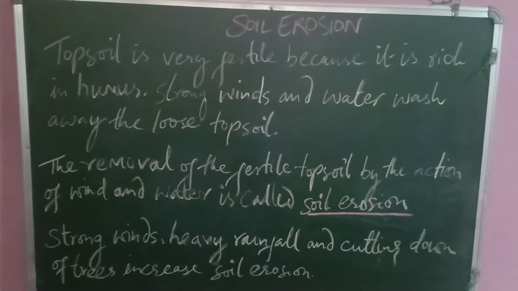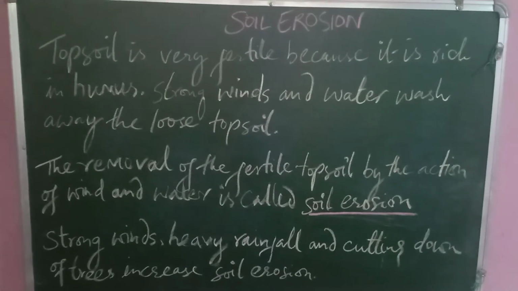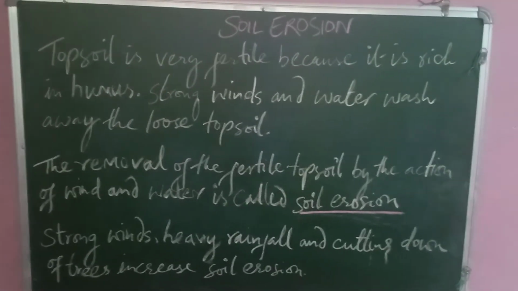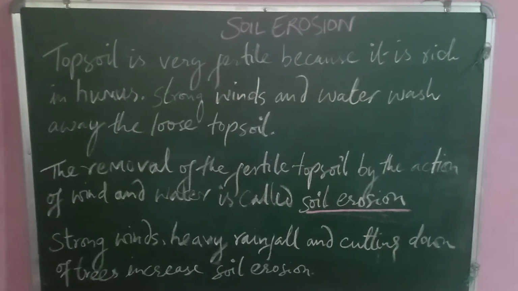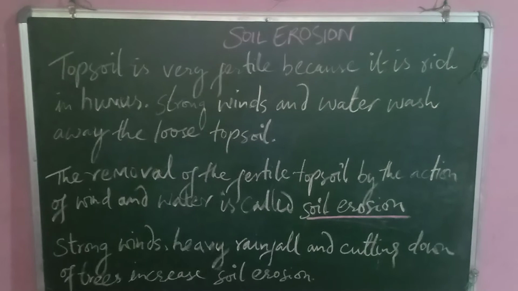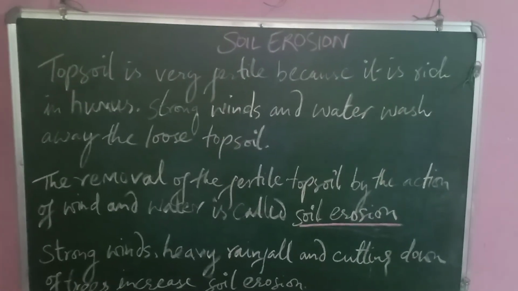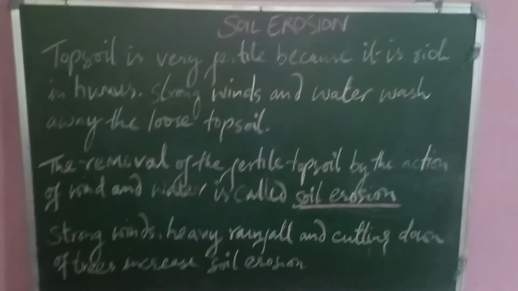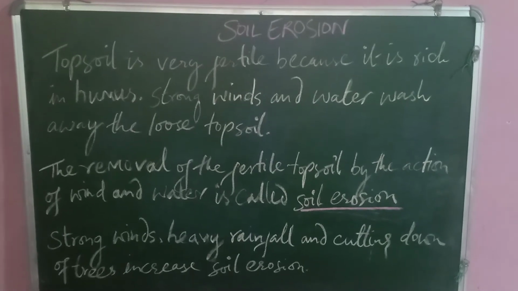And soil erosion occurs when there is strong wind, heavy rainfall and cutting down of trees. These may be the reasons why soil erosion might be happening. So this is the definition for soil erosion.